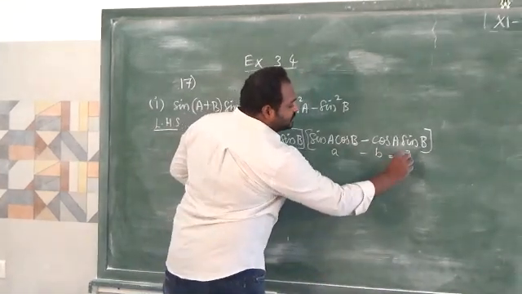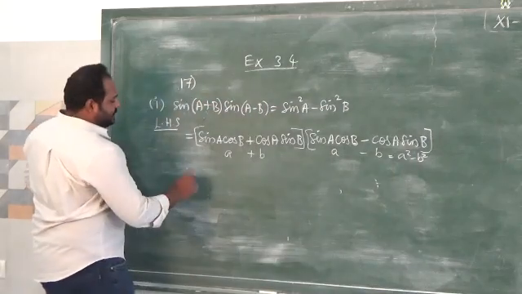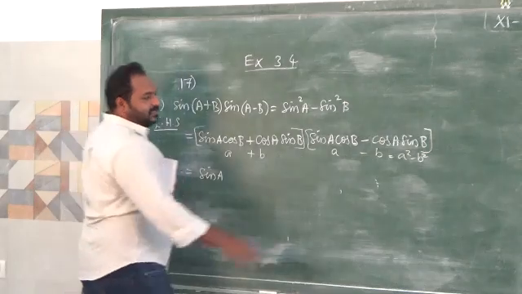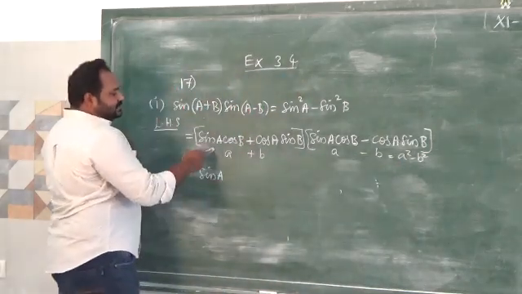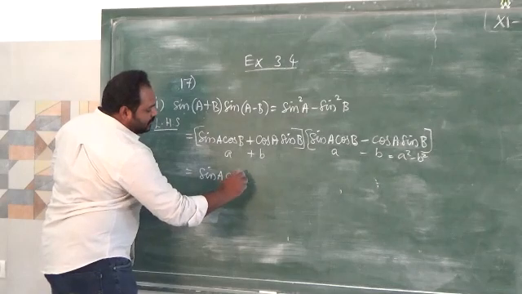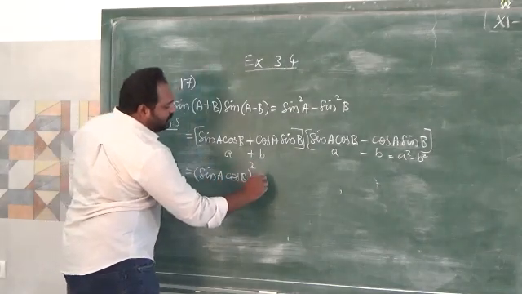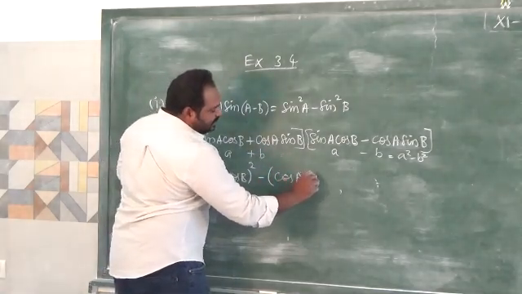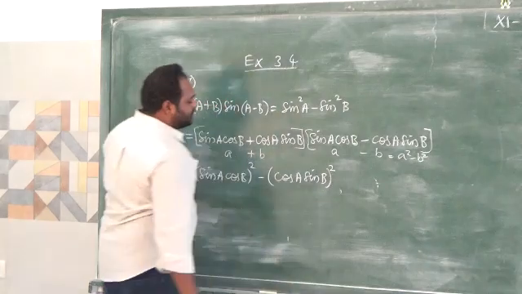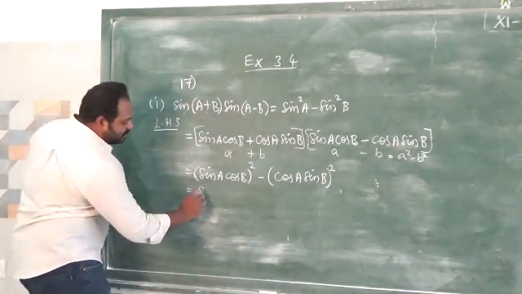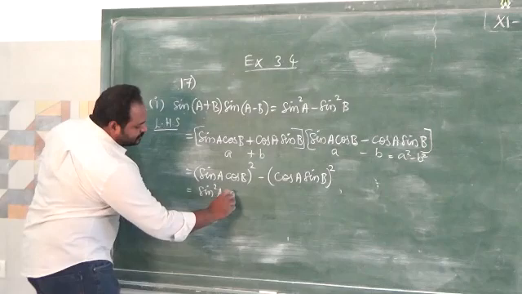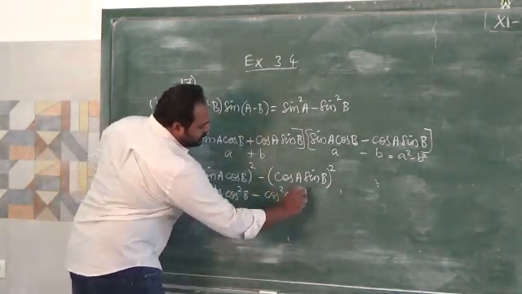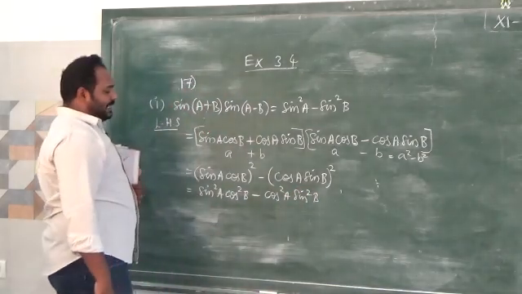So it is a square minus b square. So this can be written as sin(a + b) into sin(a − b), and the formula is a square minus b square. Here what is a? sin a cos b is a, whole square, minus b, which is cos a sin b, whole square. So bring this power inside: sin square a cos square b minus cos square a sin square b. Look at the answer.